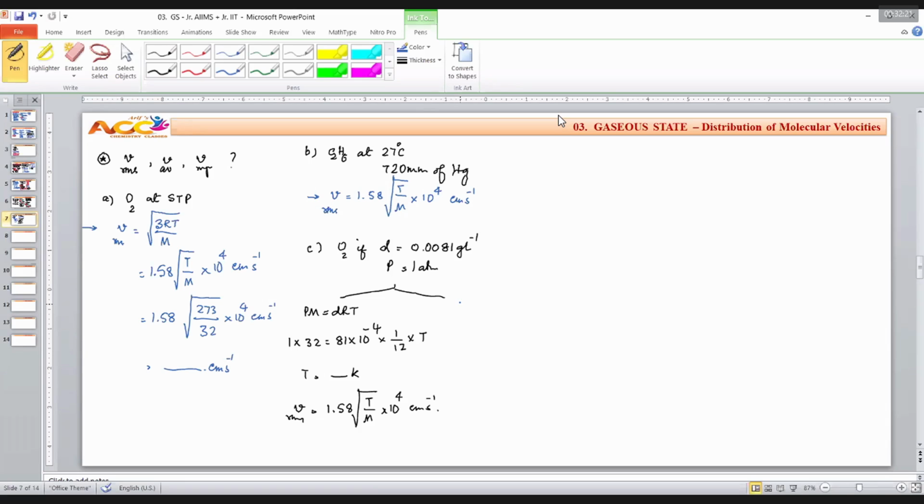That is like that. No, sir, I want to go like this. Vrms is equal to under root 3P by d. Yes, sir. Values are given. I go like this only. Is equal to under root.